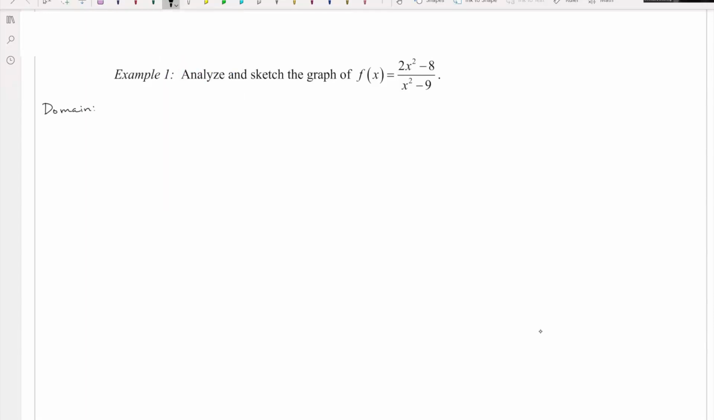Well, the only problems with the domain are where the bottom is equal to 0. So that's the set of all x such that x does not equal plus or minus 3. And then let's go ahead and find our x-intercepts. How do we find x-intercepts? We set the y value equal to 0.